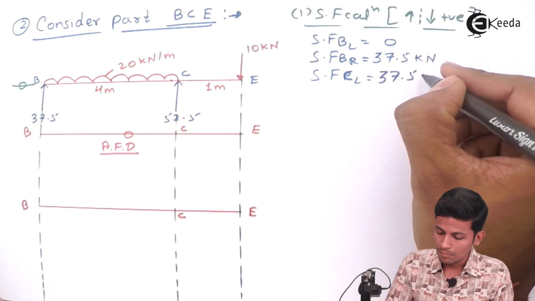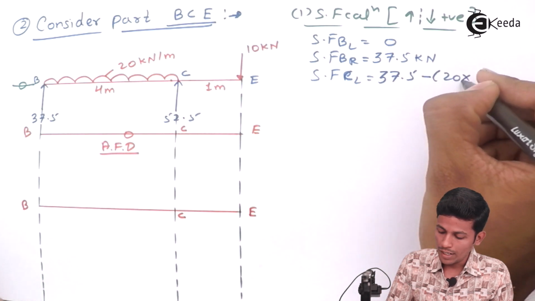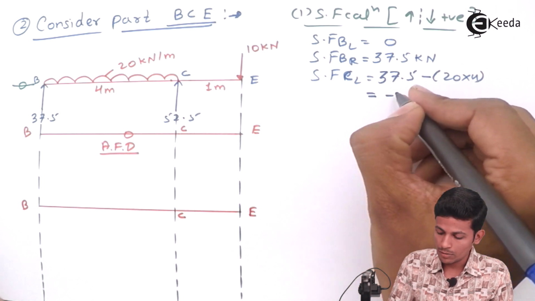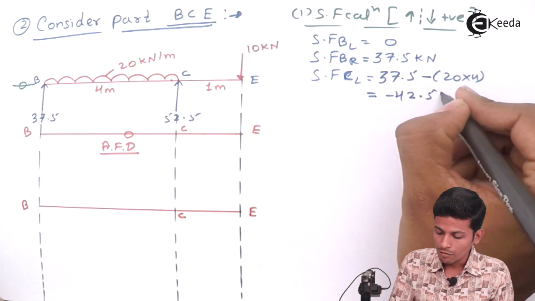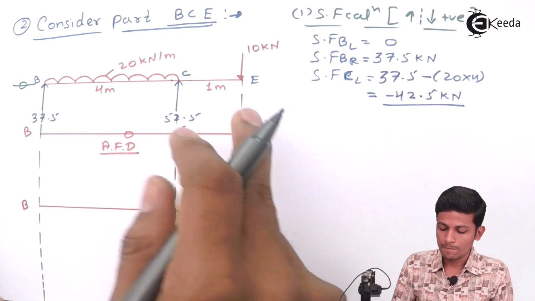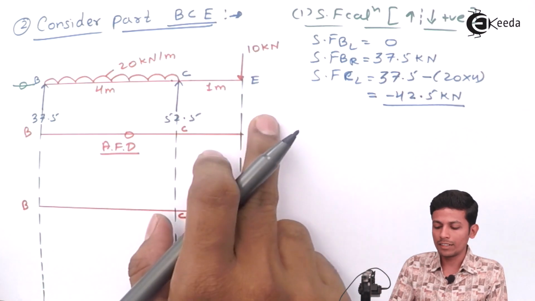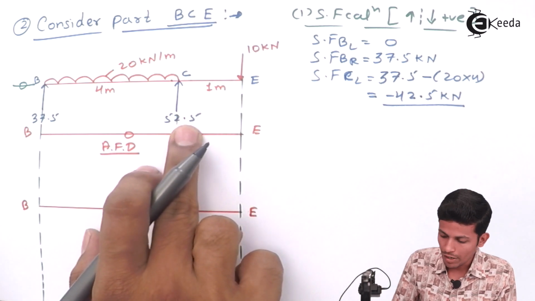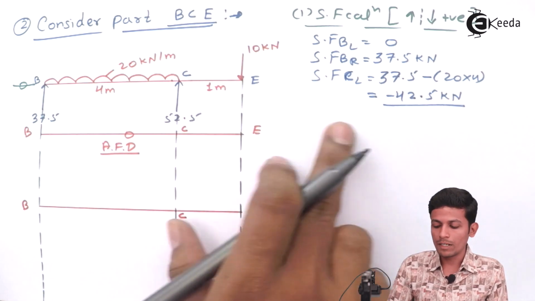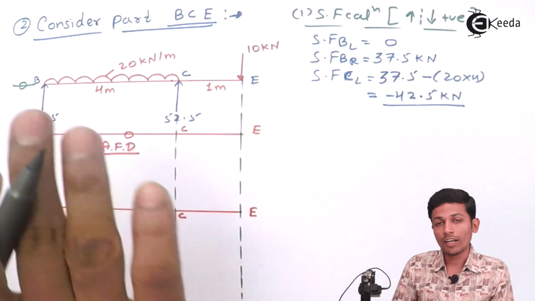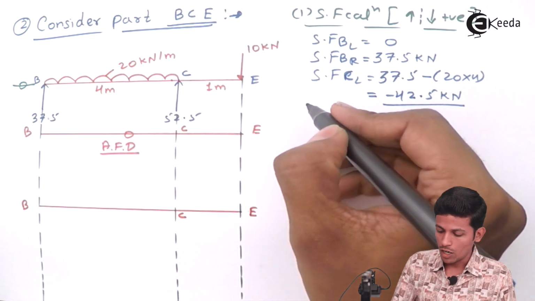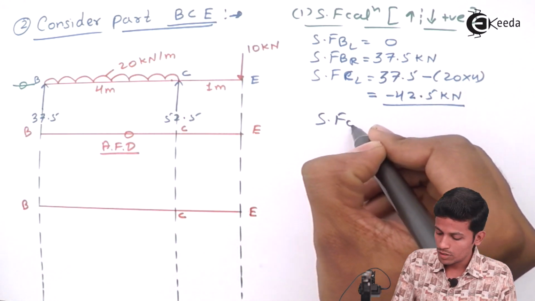37.5 plus minus 20 into 4, you get the value of minus 42.5 kilonewton over here. Or you can take this side: minus 52.5 plus 10, it gives minus 42.5 this side also. Okay, now shear force C at right.